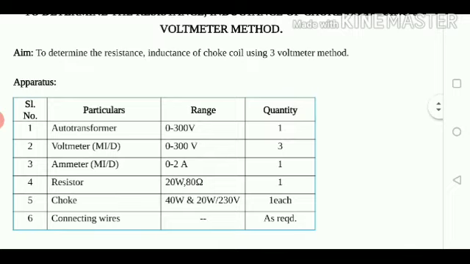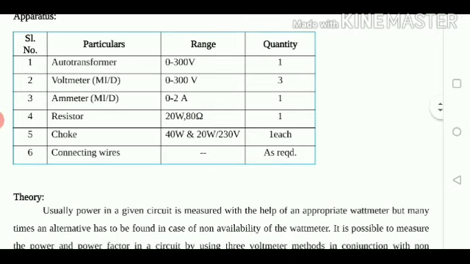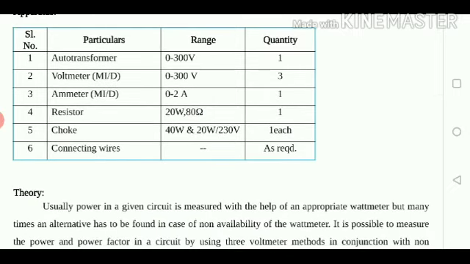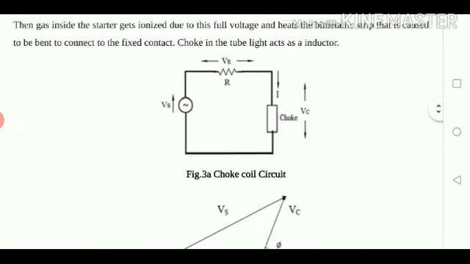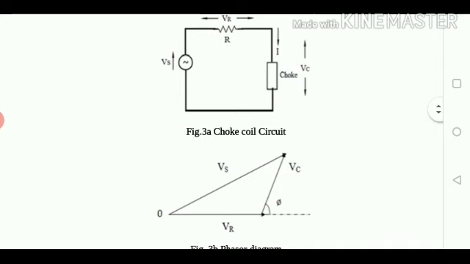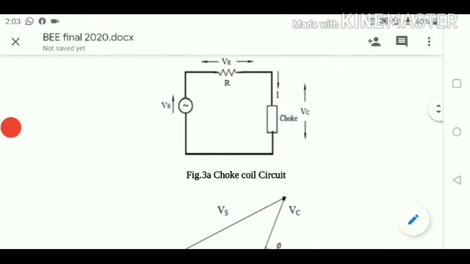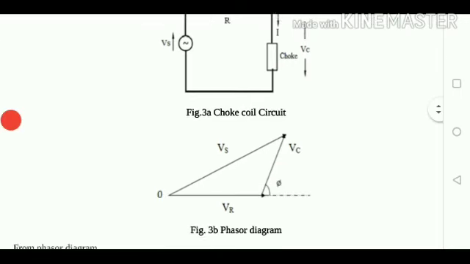Moving on to the apparatus, the following apparatus are needed: auto transformer or variac, voltmeter, ammeter, resistor, choke and connecting wires. Now we will see the kit for performing this experiment. These are the theory part and this is the choke coil circuit. It is very easy. As you can see, there is a supply, then there is a resistance, then there is a choke coil. So that is the theoretical part.